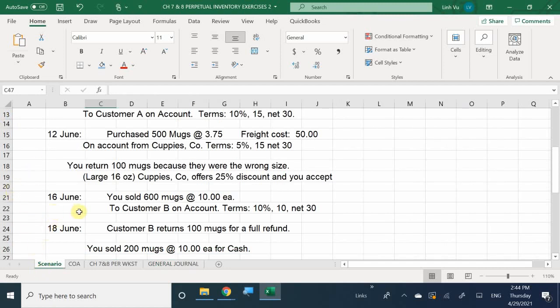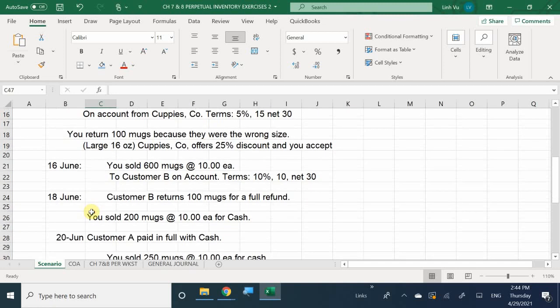Now that we completed the 16, what happened on the 18? Customer B returns 100 mugs for a full refund. See? And now that's why we gave the shorter discount period for customer B, because customer B has been unreliable to us. Always keeps making those returns. So in this case, customer B returns the 100 mugs for a full refund. So what do we do here? How am I going to journalize this transaction?